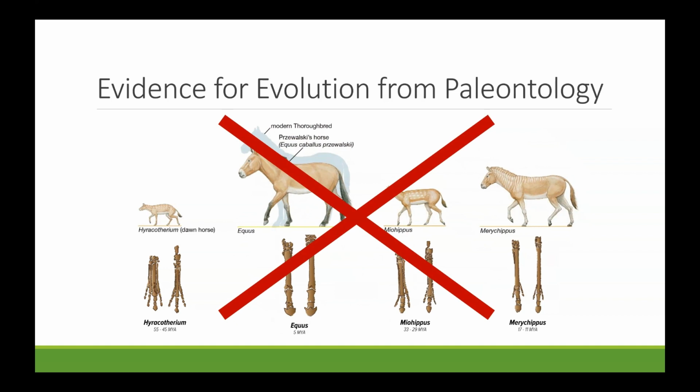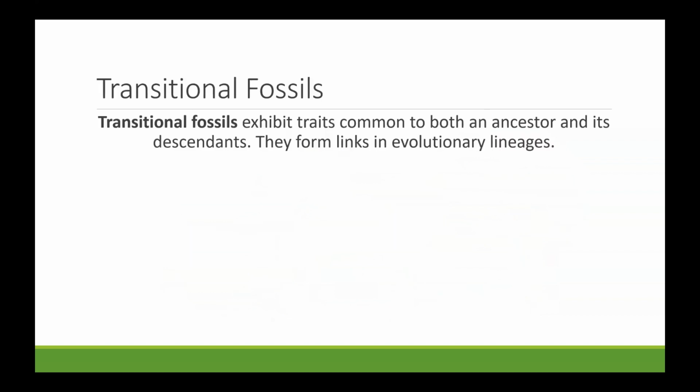Another thing we derive from the fossil record is fossils that show linkages between major groups of organisms that we might view as being unrelated. Fossils that serve this role are called transitional fossils. Transitional fossils exhibit traits that are common to both an ancestor and its descendants. And in this sense, they form evolutionary linkages. I'll give you a couple examples to see what I mean.